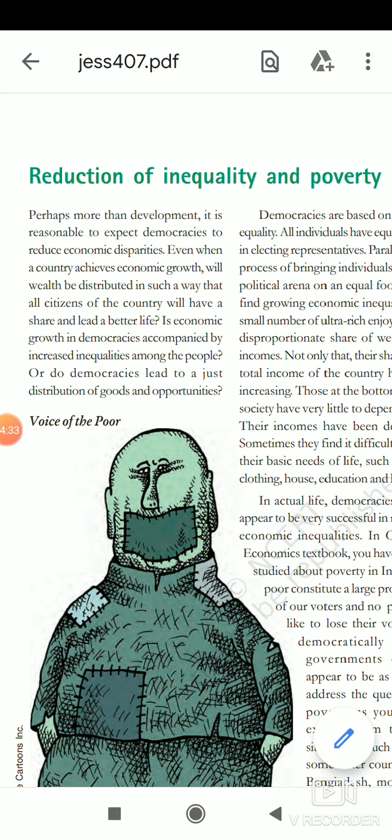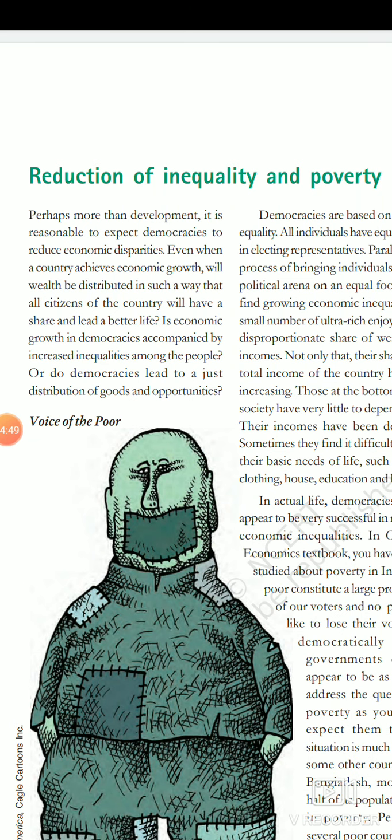In class 9th, I am reminding you, you studied about poverty in India: rural poverty, urban poverty, and the causes of poverty. The poor constitute a large proportion of our voters. About 40% of people in our country are below the poverty line. That is why no political party wants to lose this voter bank.